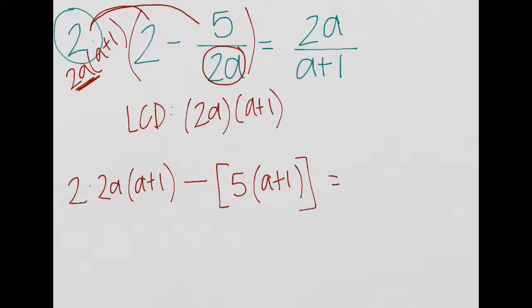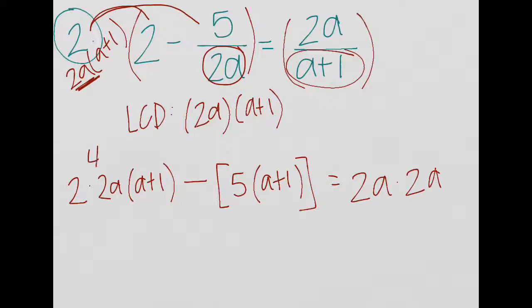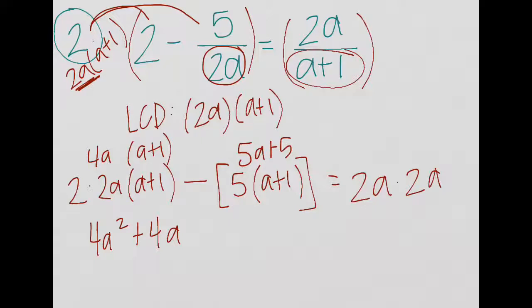And then we multiply the same LCD on the right side, and the a plus 1 is going to cancel out with the a plus 1 of the LCD, so we just have 2a times 2a. Simplifying that, over here we actually have 4a times the quantity a plus 1. Distributing 4a, we have 4a squared plus 4a, and then inside these brackets we would have 5a plus 5, and we're taking both of those away. So it's going to be minus 5a minus 5.